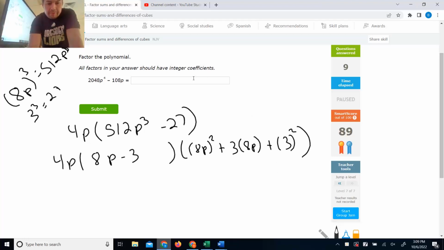That one got pretty rough, didn't it? 4p times 8p minus 3. When I square 8p, I get 64p to the second.